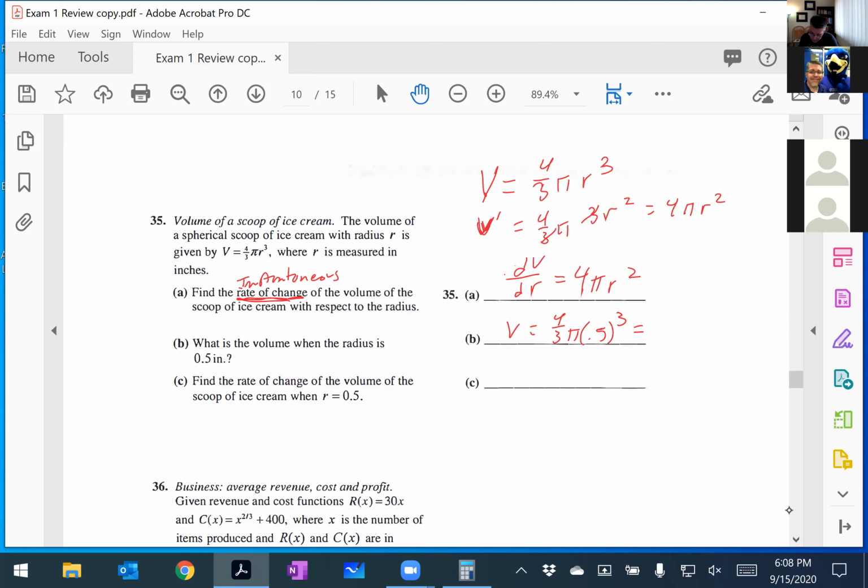The volume of a spherical scoop of ice cream with radius r is given by V equals 4/3 pi r cubed. Find the rate of change of the volume. So we want to take the derivative of this. And I want to take the derivative with respect to r.